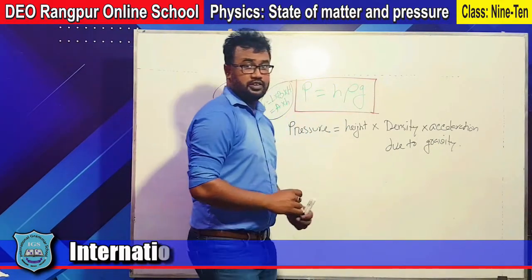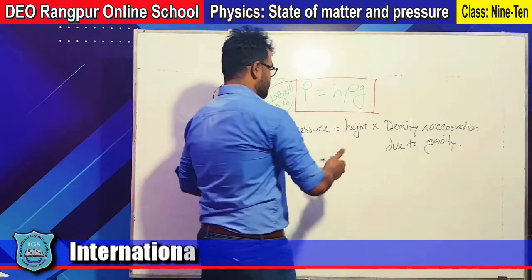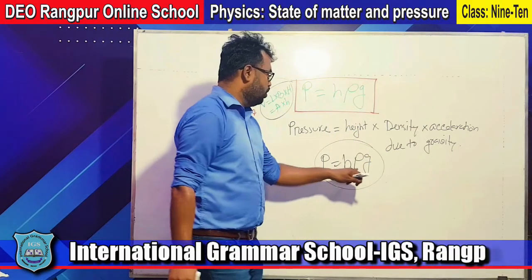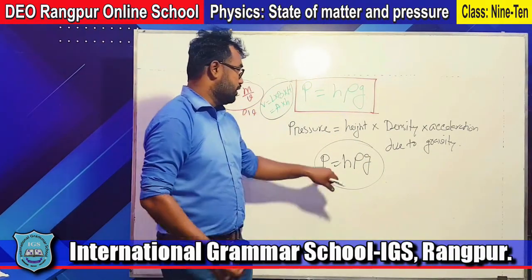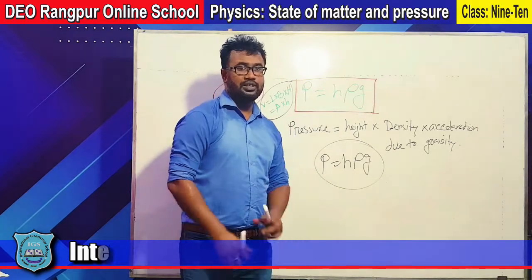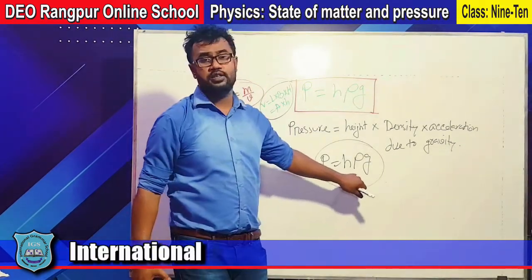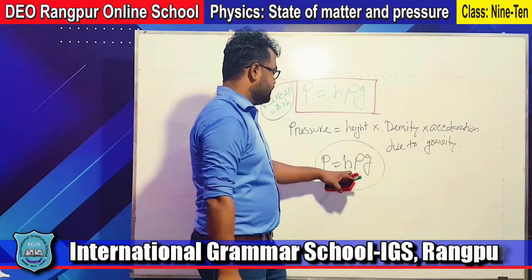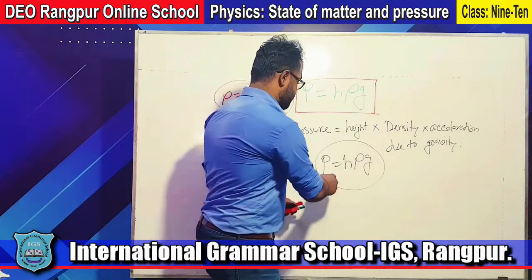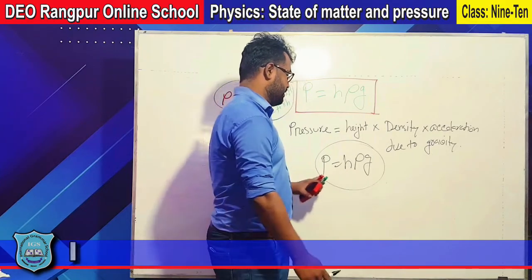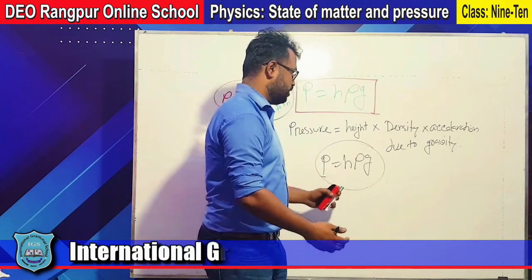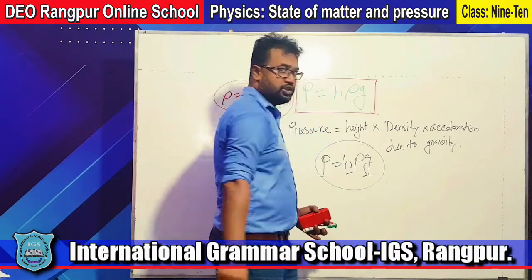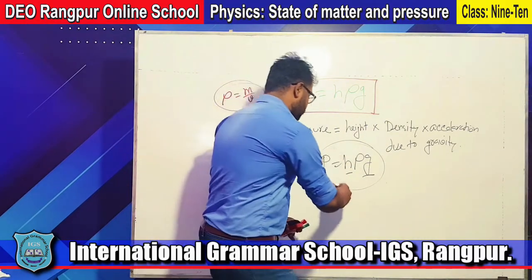Now I am showing you another interesting thing about P equals H rho G. Look at the equation: there is no mass here. If the height is increased, the pressure will be increased. If the density is increased, the pressure will be increased, and acceleration due to gravity is a constant. Suppose the height and gravity are both fixed. Then what will happen?